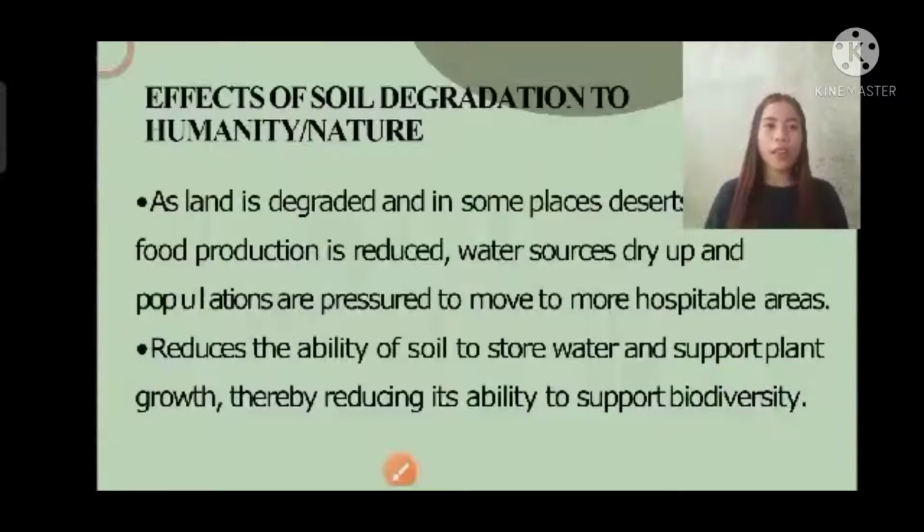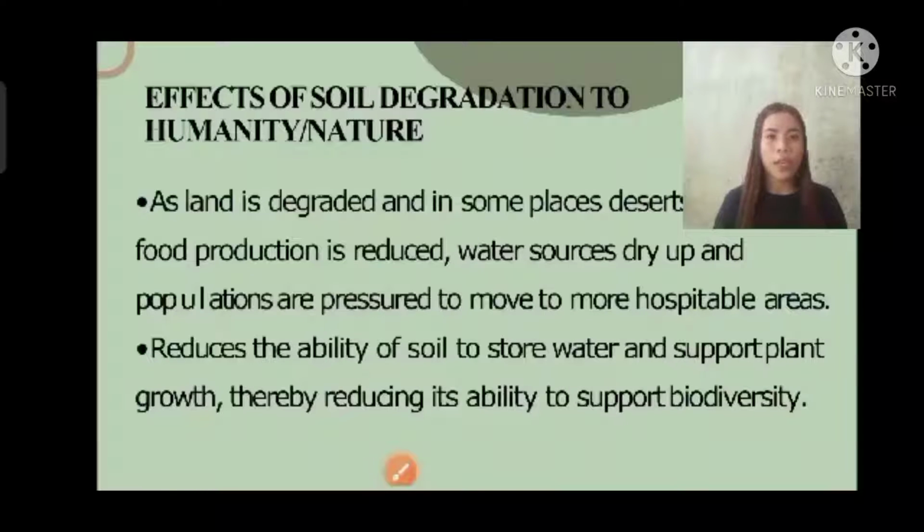Effects of soil degradation to humanity and nature. First, as land is degraded and in some places deserts expand, food production is reduced, water sources dry up, and populations are pressured to move to more hospitable areas.